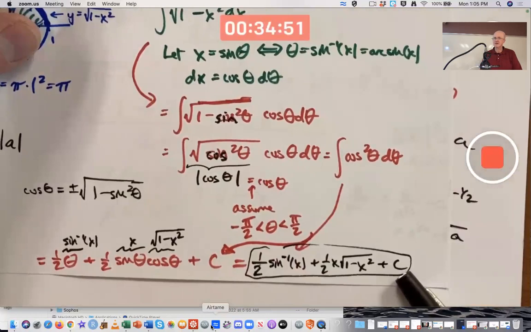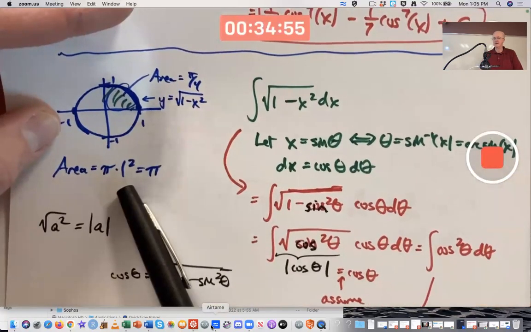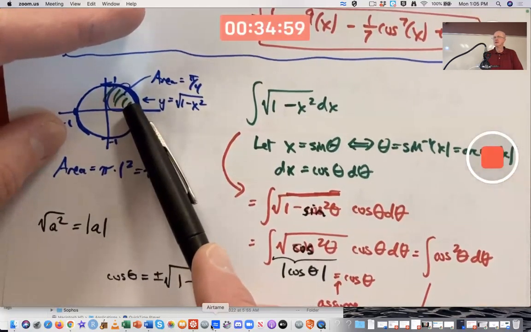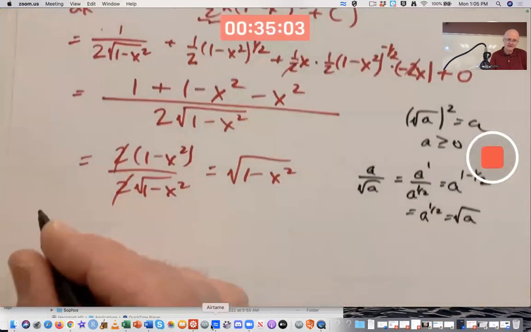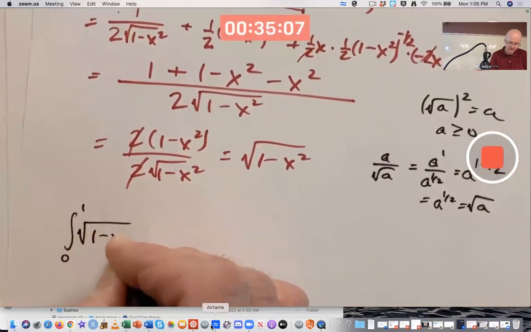Kind of complicated. What was my goal here? I wanted to confirm the area of a circle is pi by confirming the area of a quarter circle is pi over 4. So I need to do a definite integral to confirm that. Definite integral from 0 to 1 of square root of 1 minus x squared.